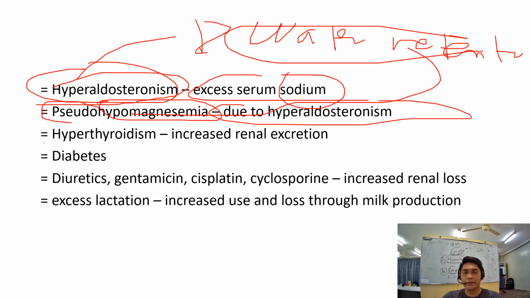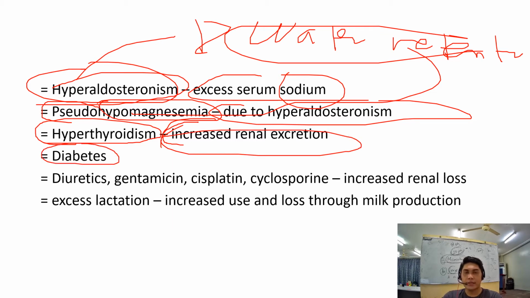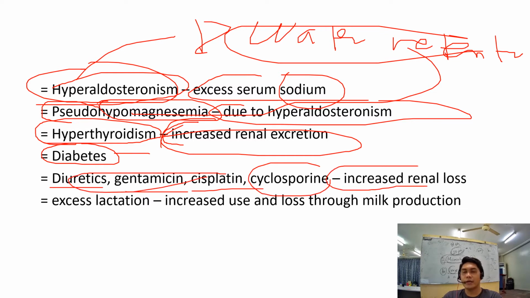Next, for hyperthyroidism, there's excessive production of thyroid hormones, and thyroid hormone increases renal excretion of magnesium. For diabetes, it's usually associated with polyuria or excessive urine formation. Another, you have diuretics, gentamicin, cisplatin, and cyclosporin. These drugs cause an increase in the renal loss of magnesium.